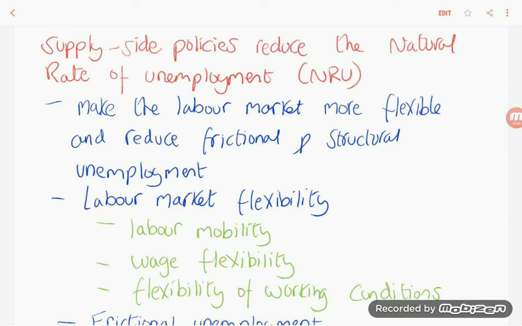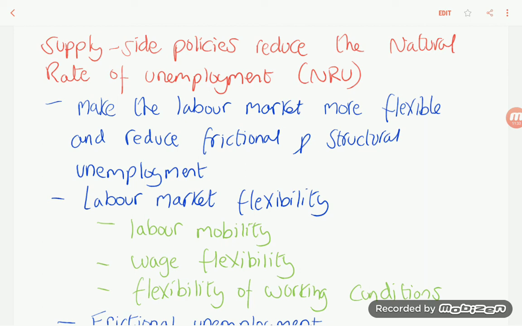Supply-side policies reduce the natural rate of unemployment. That is, imagine we have the Phillips curve diagram side by side with the AD and AS diagram. If we have a successful supply-side policy, the LRAS will shift to the right. At the same time, on the long-run Phillips curve diagram, the LRPC will shift to the left. This illustrates that we can get a reduction in the natural rate of unemployment. So, supply-side policies will reduce the natural rate of unemployment.